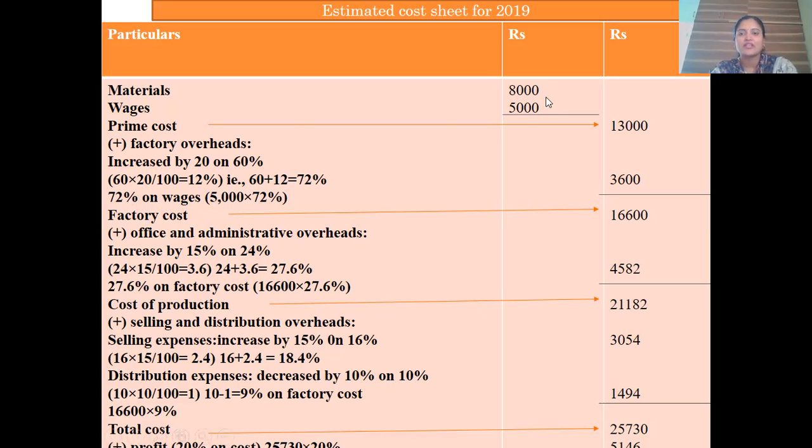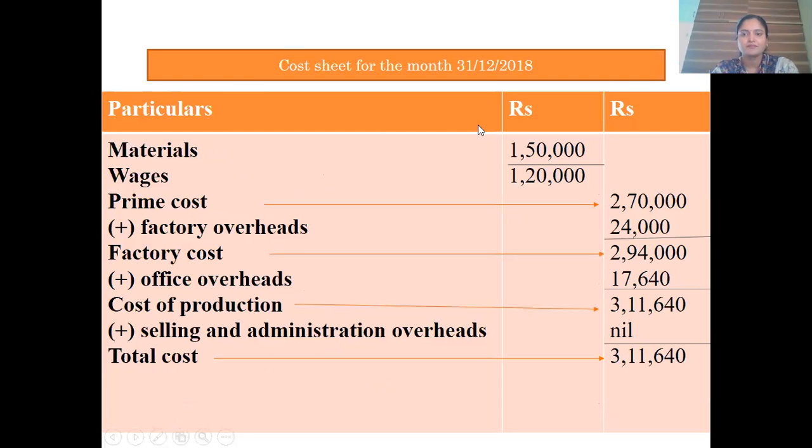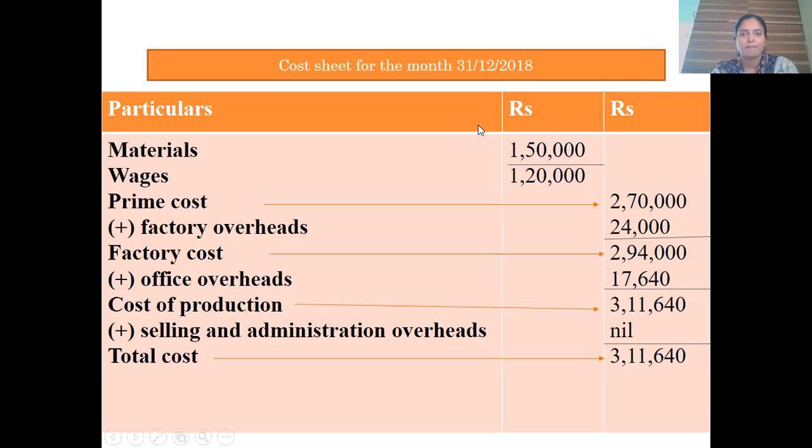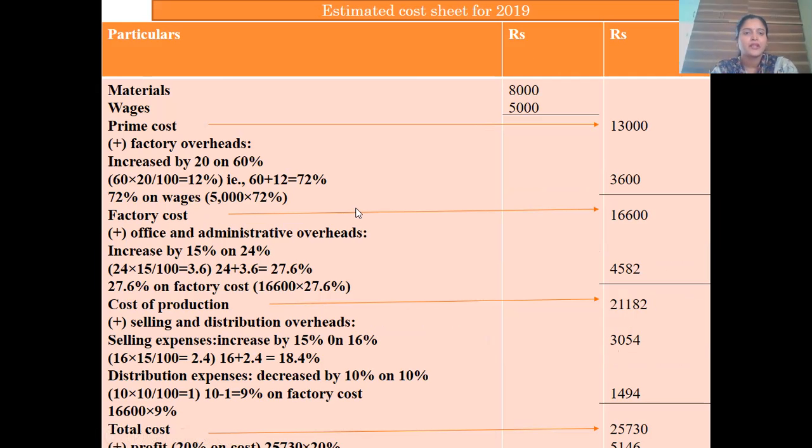So the wages are 5,000. See, the wages are 5,000. Calculate 72% on wages of 5,000. So how much are we going to get? 3,600. So prime cost is 13,000 plus 3,600, and the factory cost we get is 16,600.